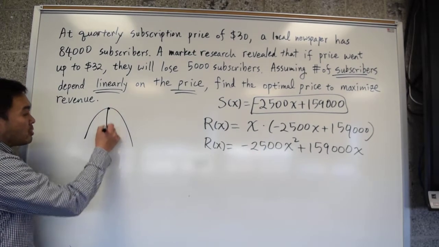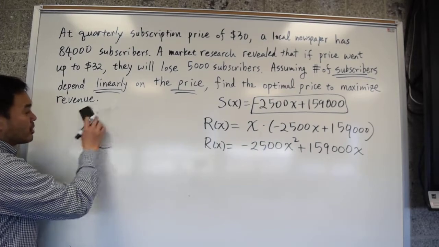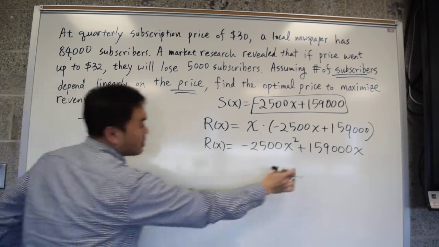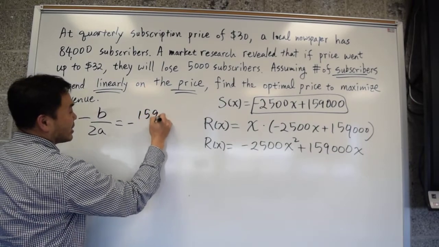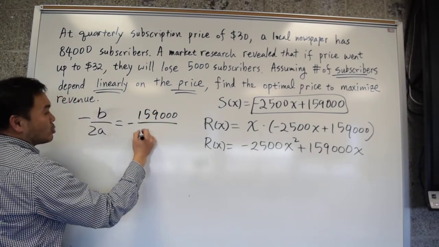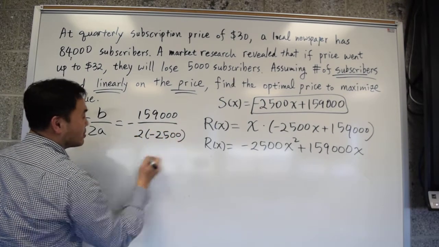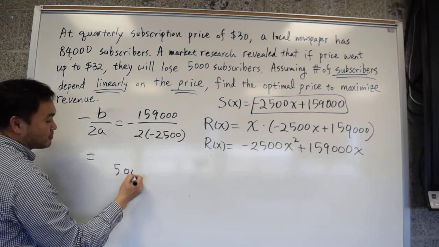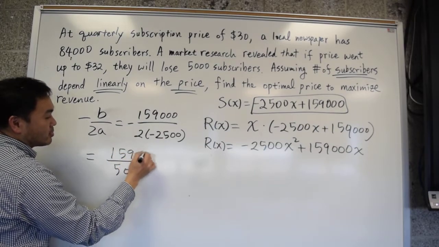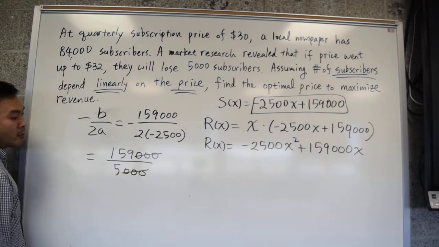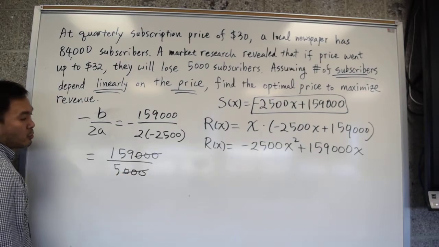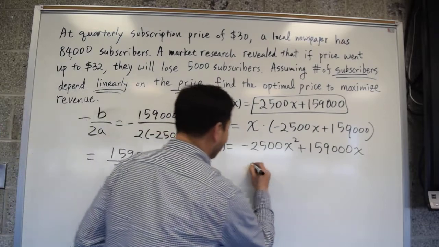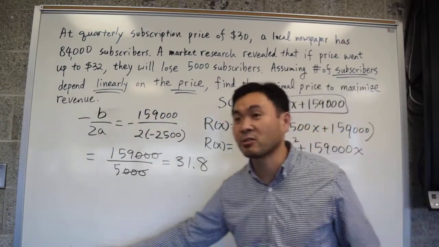So if we only want to know the x coordinate, all we have to do is calculate negative b over 2a. In our case, b is 159,000, so 159,000 divided by twice of negative 2,500, and that's equal to, well, negative becomes positive. Twice of 2,500 is 5,000. 159,000 over 5,000, the 000 cancels, and then you get 31.8. If you use the calculator to calculate this, or if you just did 159 divided by 5 carefully, you're going to get 31.8.